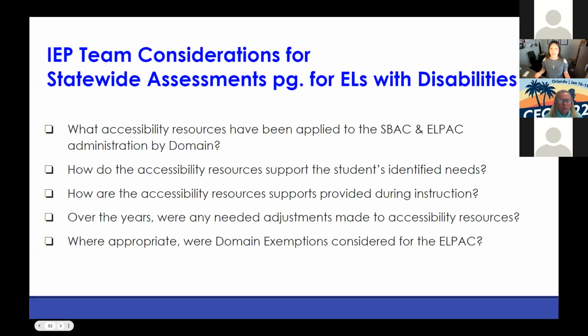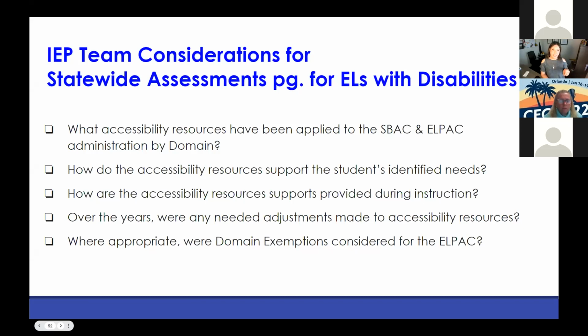So here we have some considerations for statewide assessments. We touched briefly on those domain exemptions, but there are additional ones to consider. What accessibility resources have been applied to the SBAC and the LPAC administration by domain? Not just overall, but consider domain. How do the accessibility resources support the students' identified needs? How are the accessibility resources supports provided during instruction?